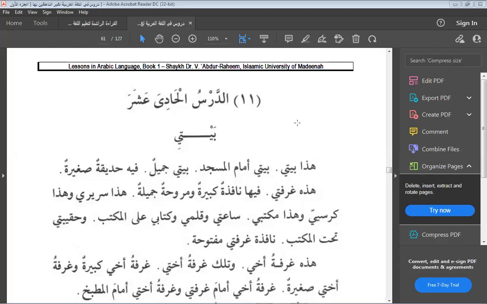Inshallah, we take the الدرس الحادي عشر. الدرس الحادي عشر. Let's understand this concept here. الحادية عشرة. The numbers from 11 going to 19, this is how we'll be seeing it.